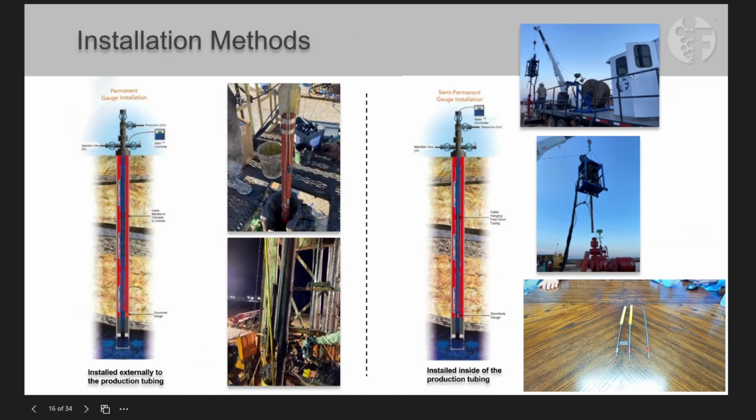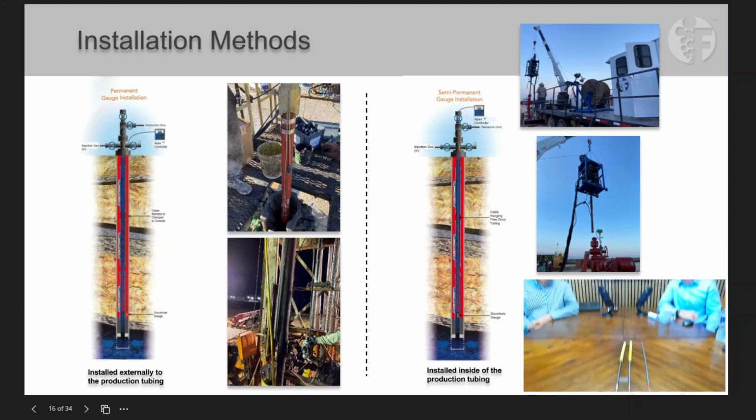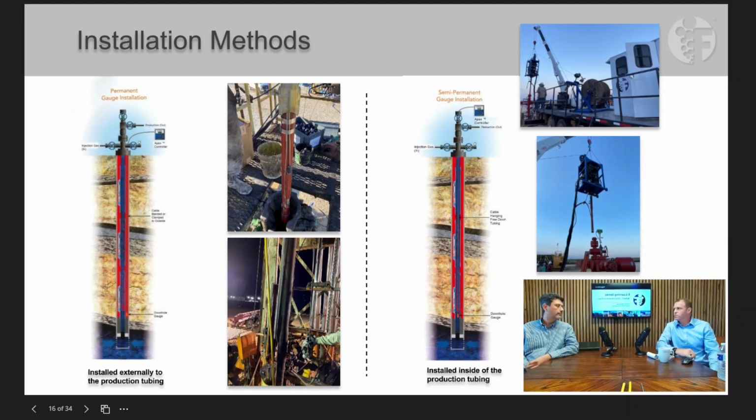Two of the installation methods, and this is across the board for any type of artificial lift or natural flow well, is what we call an external or permanent installation. In this case, the TEC cable, which is the biggest component of the downhole gauge system, is physically attached to the outside of the tubing, either through bands or tubing clamps.